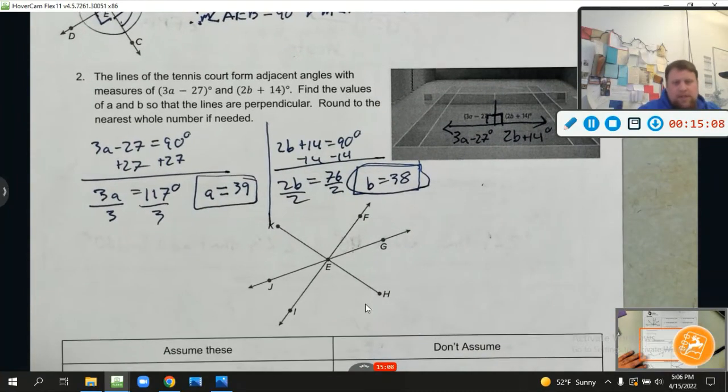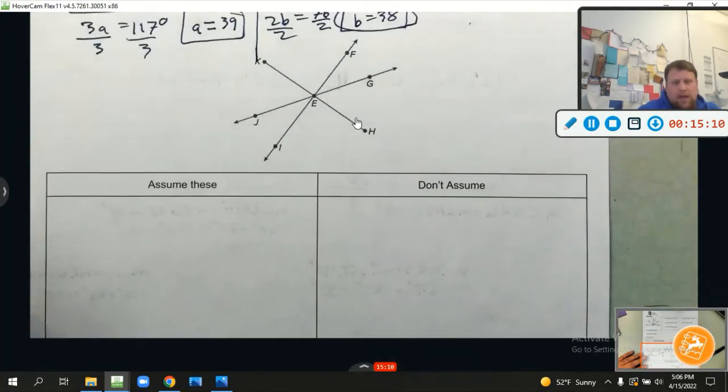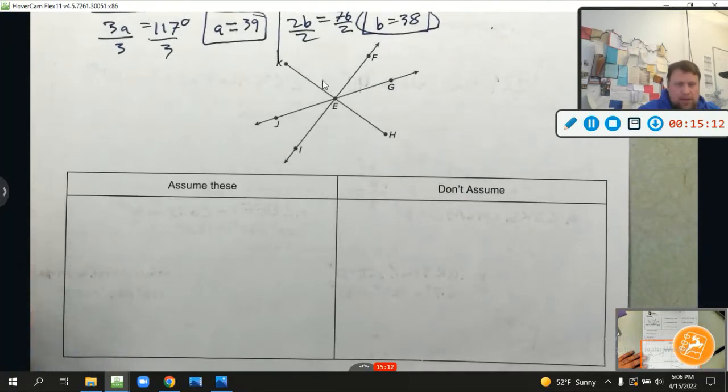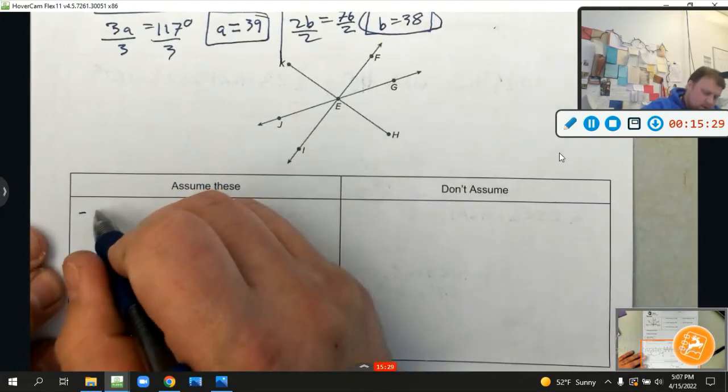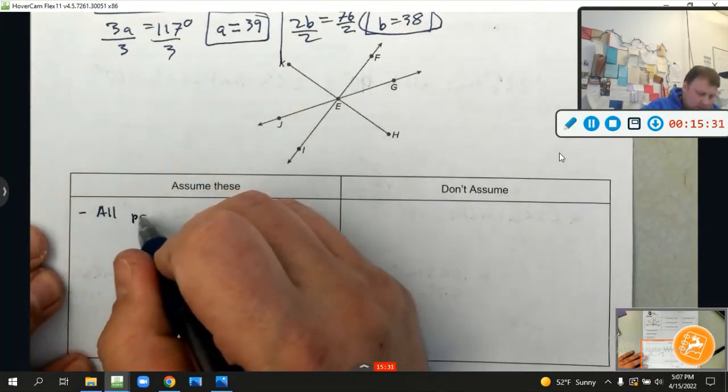Now we're going to talk about things we can assume versus not able to assume from a drawing. So everybody sees this drawing right here of these three intersecting lines. We know they're lines. They have arrows on each end, so that means they're lines. At least for JG and IF, we see that this right here must be a line segment. So let's talk about this. What can we say? First of all, we can assume all points are coplanar.